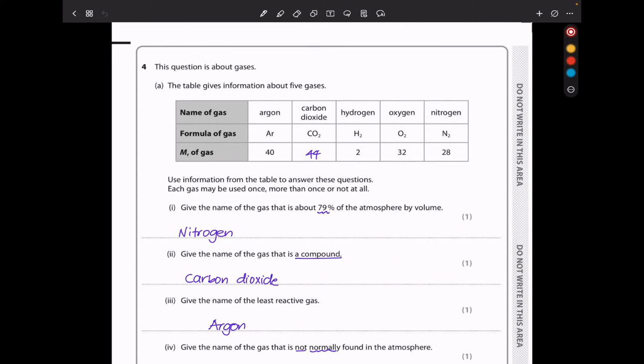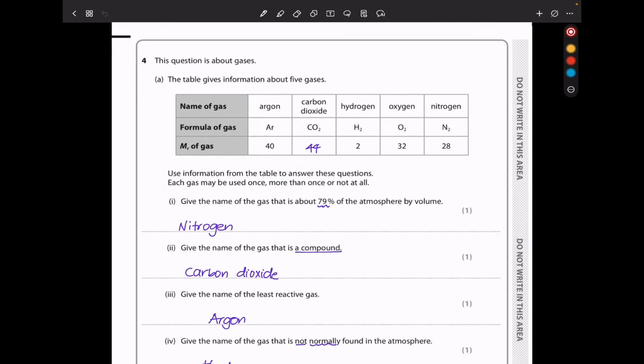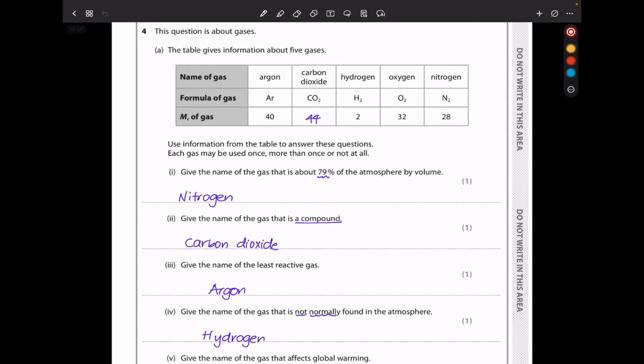In question 4, this question is about gases. The table gives information about 5 gases. So we can see all the gases in the table. And they've calculated their specific molecular masses. Then they say use information from the table to answer these questions. Each gas may be used once, more than once, or not at all. They say give the name of the gas that is about 79% of the atmosphere by volume. This gas is nitrogen.